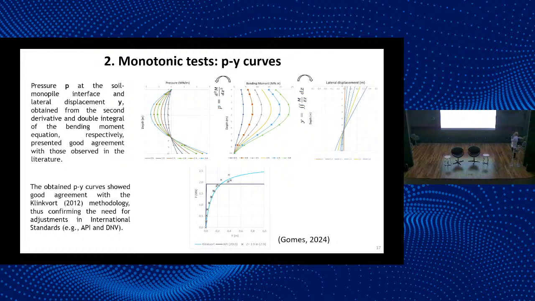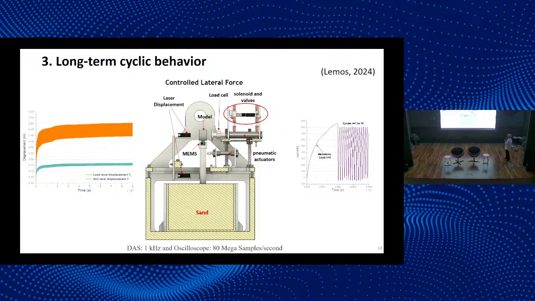Monotonic test, that's a very important issue. I'm going to pass that quickly, just saying that jacked piles are piles. Most p-y curves are done for slender piles. Monopiles are medium stiff, so the API doesn't work well. You can see here API, the physical modeling, and a more recent proposal by Klinkvort, and they compare well.